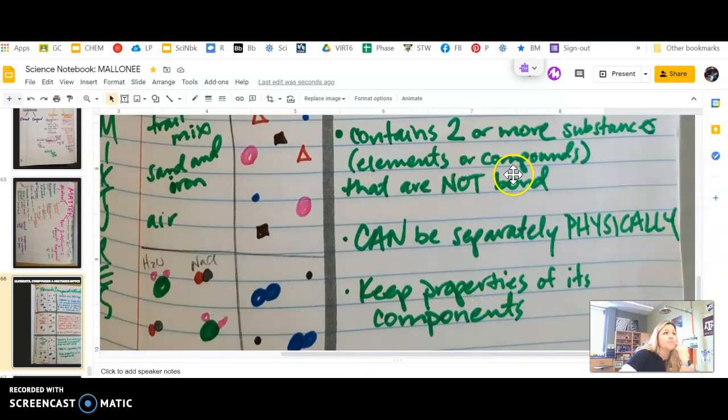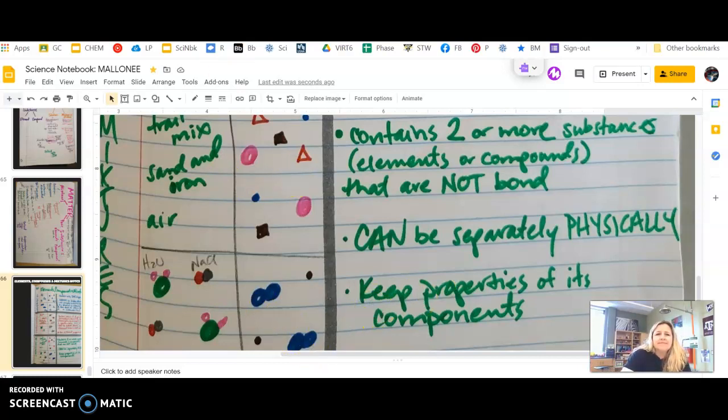So the verbal part is that they contain 2 or more substances, right, that are not bonded. They're just in the same space. I can literally take them apart. So it can physically be like taking a pair of tweezers and moving them. I could use a magnet. I could evaporate away the liquid, right? And it keeps the properties of its container. Like taking the raisins out of trail mix, it's still a raisin. It still tastes like a raisin. It still looks like a raisin.